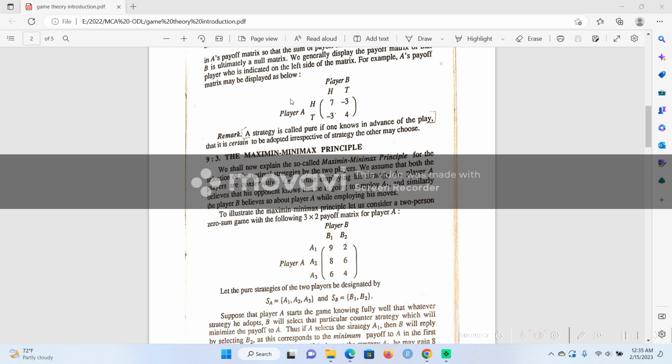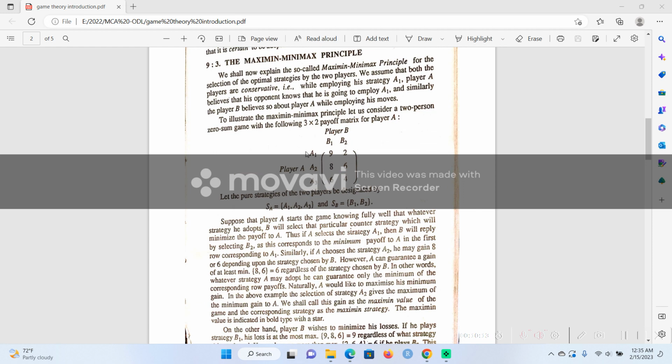So to solve this game theory, that is, which player has to select which strategy for a particular game, we should know this principle, which is known as the maximin and minimax principle. So we will go with this example. We have two players, player A and player B, and A has three strategies, namely A1, A2, A3, and B has two strategies, namely B1 and B2.